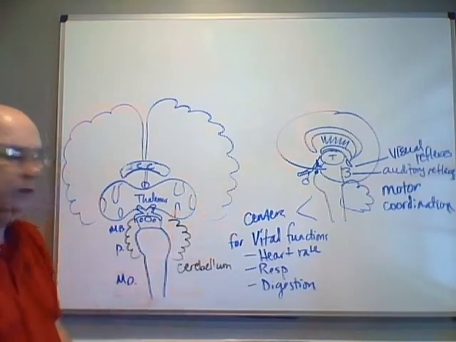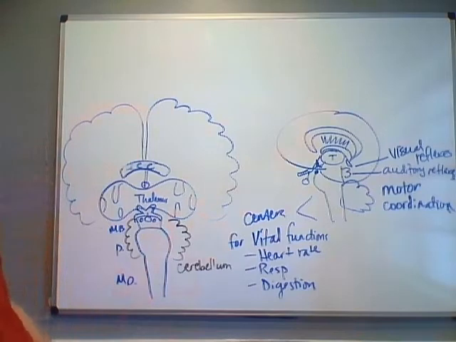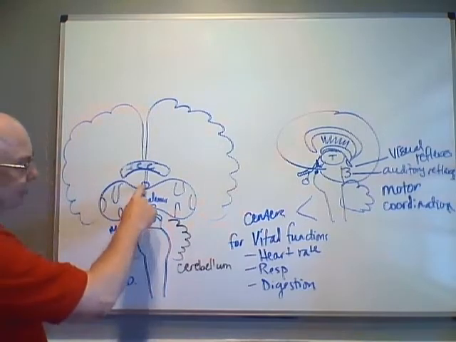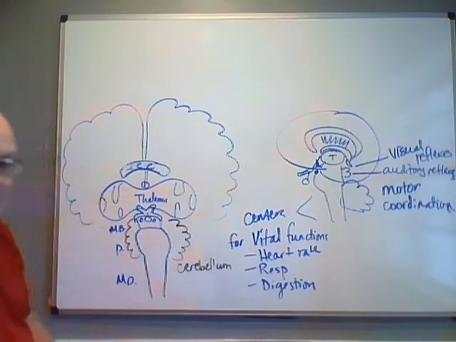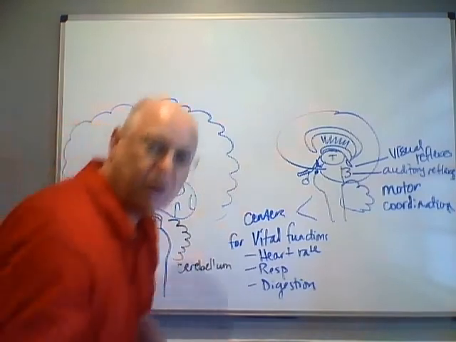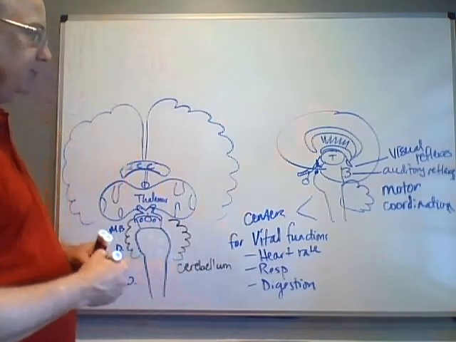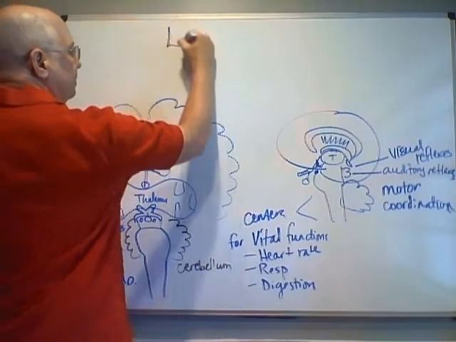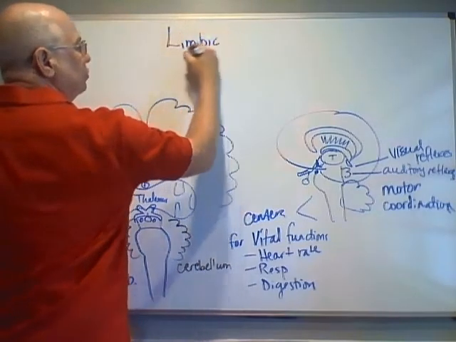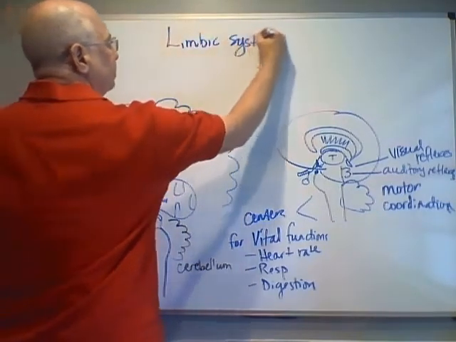Well, that's part of what we call the limbic system. And the limbic system is sort of connected through the fornix to what we call the hippocampus and the amygdala. There are a few other structures in the limbic system. So I'm going to write this up here. Okay? Limbus means border.